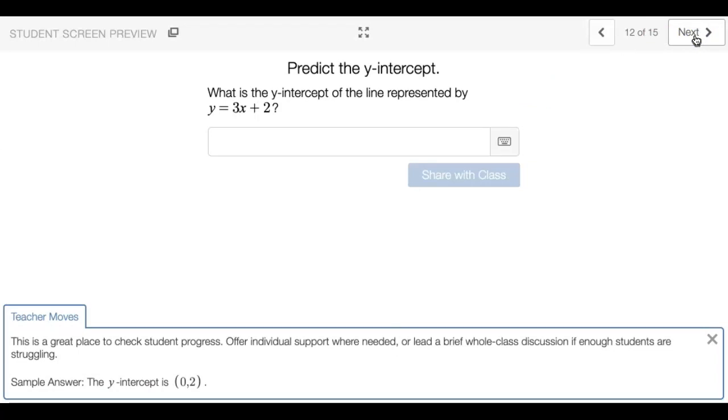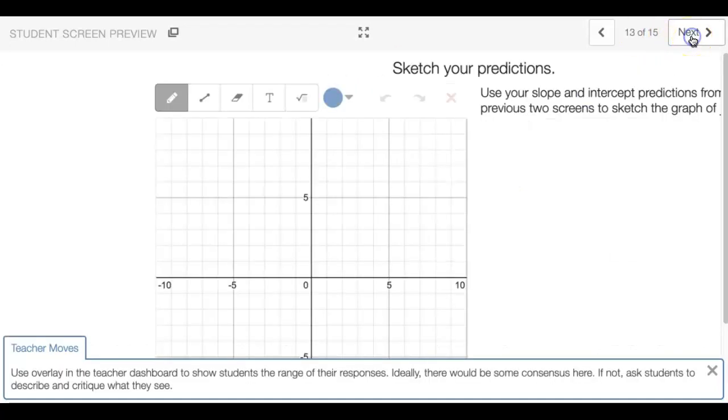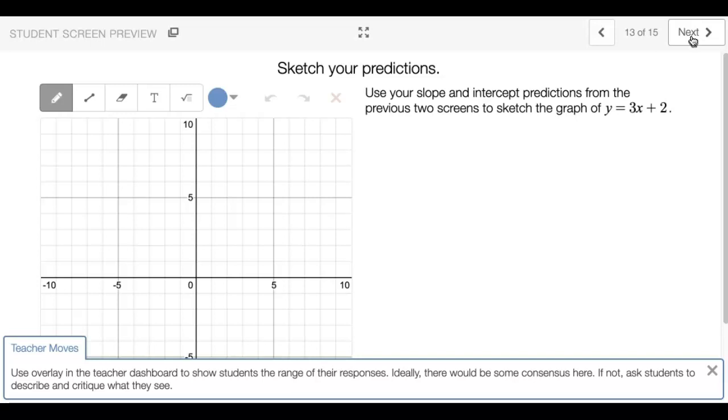Predict the y-intercept here. Okay, so when we have a y-intercept, we've already discussed which one of these is the y-intercept. But remember, the x value would be 0, right? So I want you to sketch your prediction. What does the graph look like? Really, we only need a couple points. So we could start with the starting point. What is the b value?